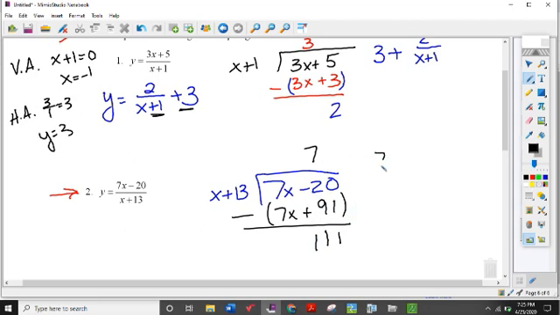So if I was writing this in previous chapters, I'd write the remainder over what I was dividing by. But for this particular one, we're going to write it as the remainder first and then the quotient last.